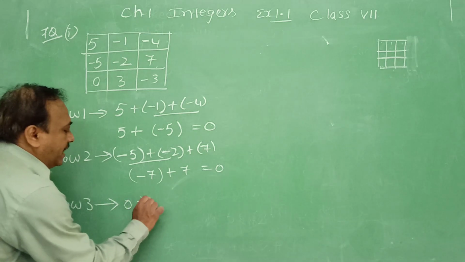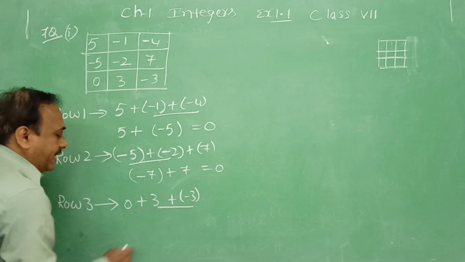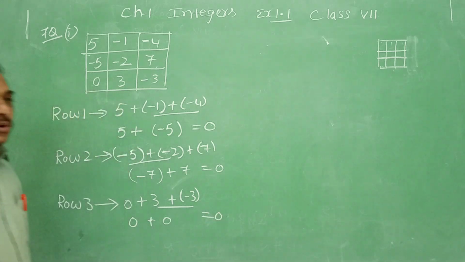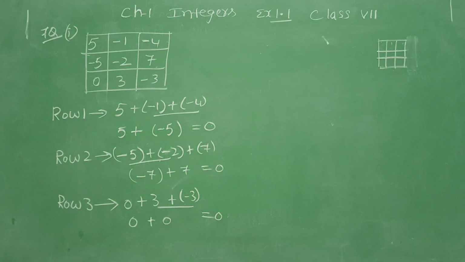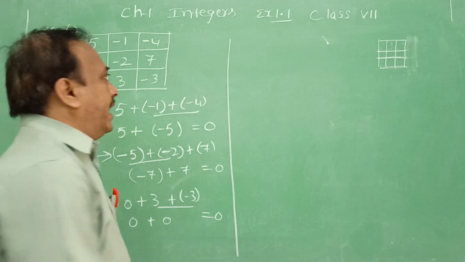0 plus 3 plus minus 3. So plus 3 plus minus 3 will give you 0. 0 plus 0 is equal to 0. We got 0 plus 0 is equal to 0. That is row 3. Now go to column 1.